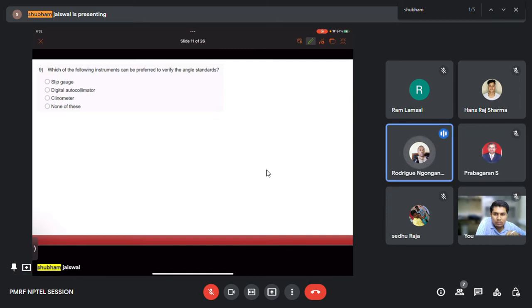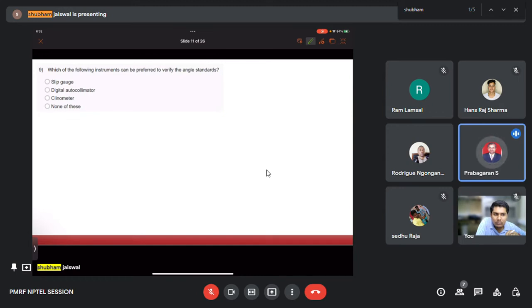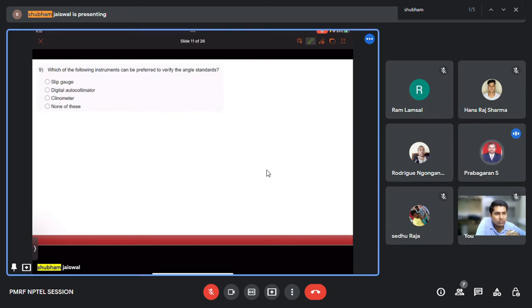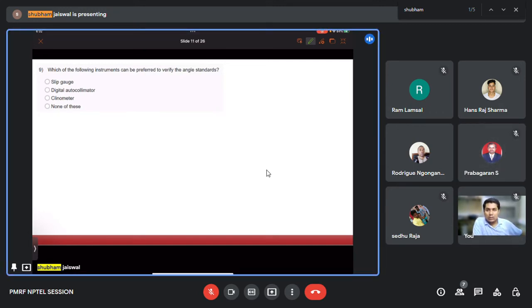I think that is the digital autocollimator. Okay, digital autocollimator can be used. And why is it so, sir? This is the reference, like a master, we can use it, and this is more accurate compared to the other slip gauges, and we are getting direct reading, which is also more accurate. Okay. So the correct answer is the digital autocollimator.